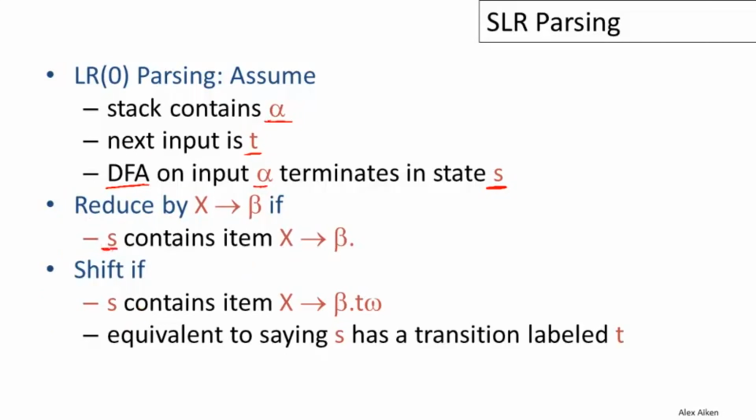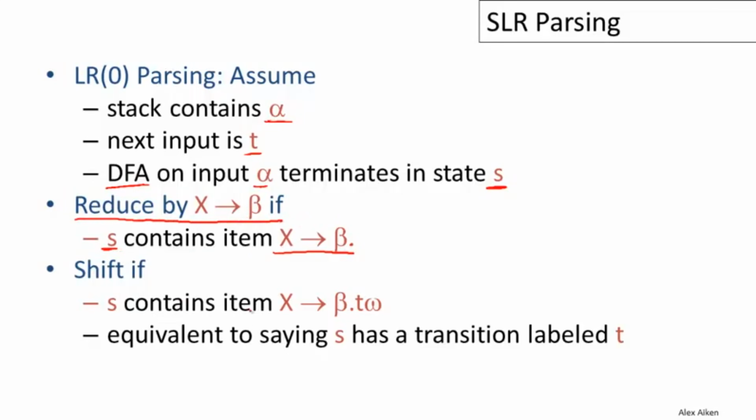So if the final state of the DFA contains the item x goes to beta dot, well, what does that say? That says we've seen the complete right-hand side of x goes to beta on the top of the stack, and that furthermore, everything that's below the stack still says that x goes to beta dot is a valid item for this state, meaning it's okay to reduce by x goes to beta. So if we see a complete production, dot all the way on the right-hand side, in the final state of the DFA, then we're just going to reduce by that production.